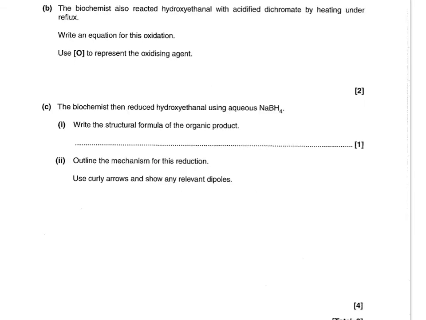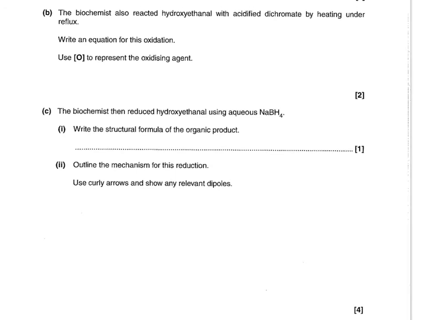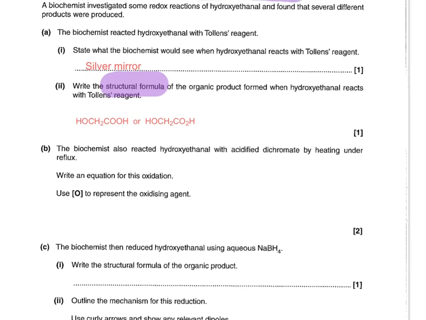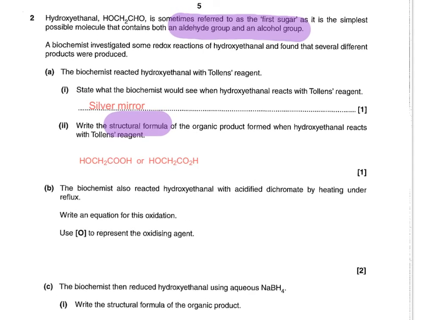So then it says the biochemist also reacted hydroxyethanol with acidified dichromate by heating under reflux. And it asks you to write an equation for this oxidation. So if you remember, hydroxyethanol had an alcohol group in it, didn't it? It had an alcohol group at one end. It even tells you up at the top of the page. It has an aldehyde group and an alcohol group. So we've already dealt with the aldehyde group, now we can deal with the alcohol.